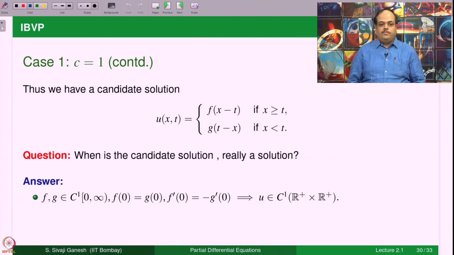That requires that f and g must be C1 functions and compatibility of the data is needed: f(0) must be equal to g(0), and f'(0) equal to minus g'(0). How do you get these compatibility conditions? You simply ask, at points where x equal to t, for the differentiability property of u(x, t), and that will tell you that this condition has to be met, otherwise it won't be differentiable. So, once you have these compatibility conditions, that implies that u is a C1 function, and the IBVP has a unique solution.